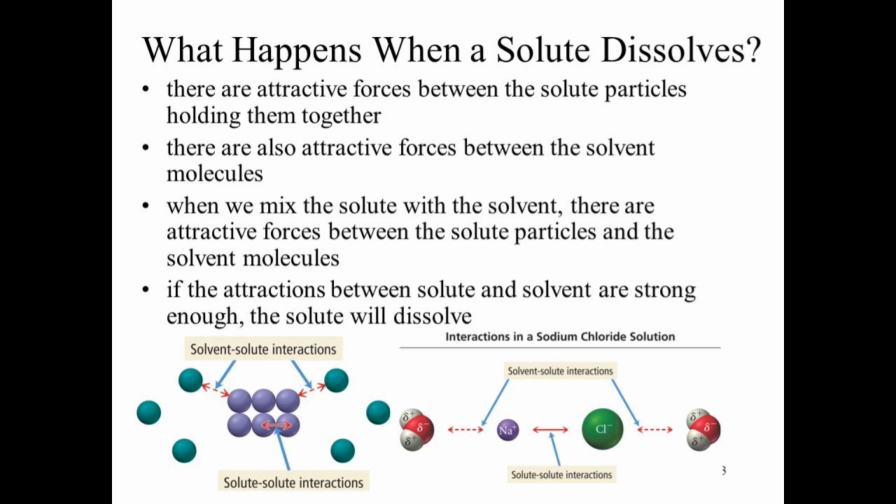When you now mix the solute with the solvent, there are attractive forces between the solute particles and the solvent particles. So if the attractions between the solute and the solvent are strong enough, then the solute will dissolve. If the attractions between the solute and the solvent are not strong enough, the solute will not dissolve, or will dissolve partially. And that is why you can have complete dissolution, you can have partial dissolution, and you can have no dissolution at all. That's why you can have soluble, slightly soluble, and insoluble substances, as the case may be.